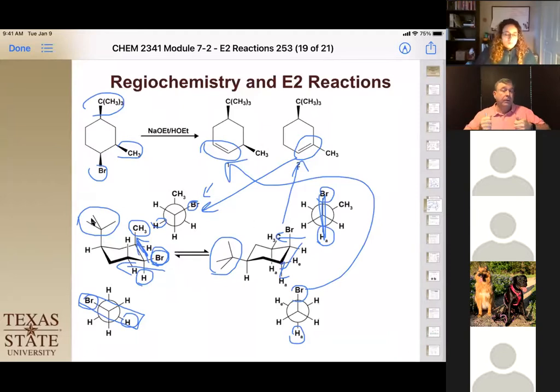So, another question. Because we can do either one of those, which do you think is the major product? The more substituted, the tri-substituted, or the di-substituted?